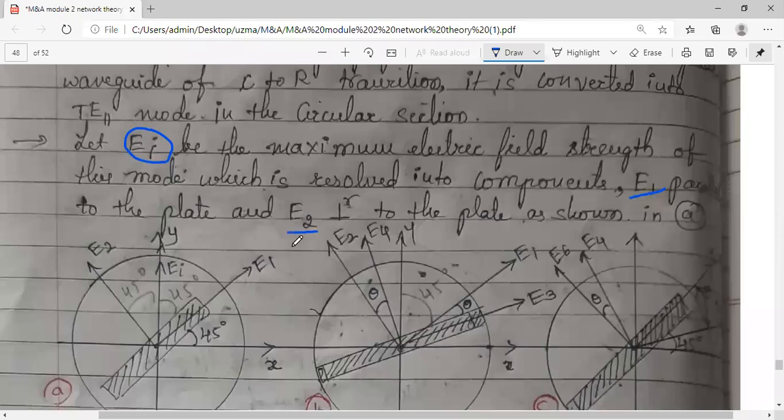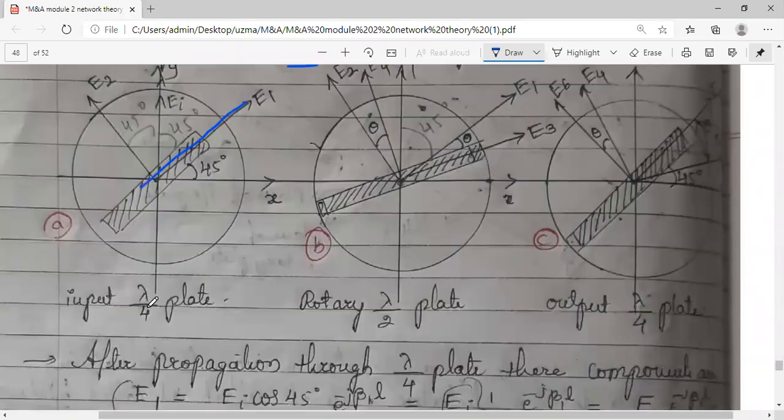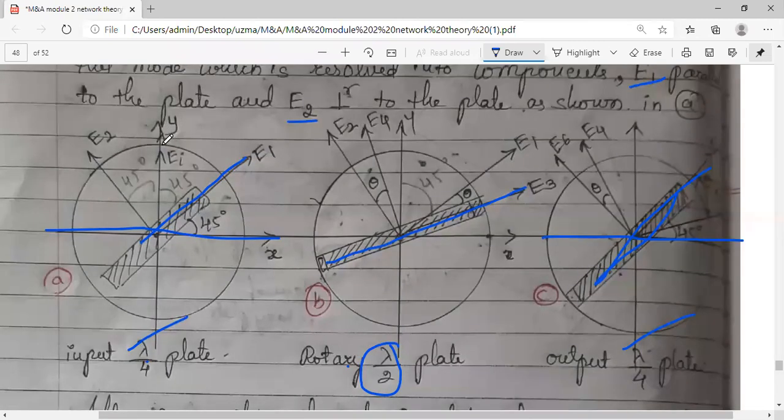It is resolved into two components, E1 and E2. The lambda by 4 plates, the input plate and output plate, are kept at 45 degrees with respect to the broader wall of the rectangular waveguide. But coming to your second plate, the lambda by 2 plate, important for the functioning, it is kept at some angle theta. So we have already seen that the input electric field is resolved into two components. One is parallel to the plate, that is E1, and E2 is perpendicular to the plate.